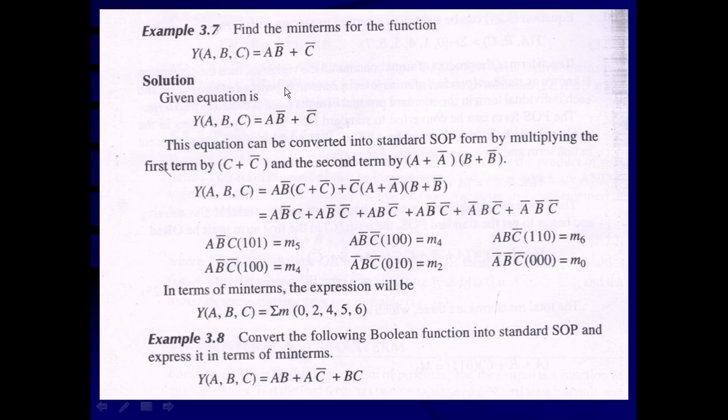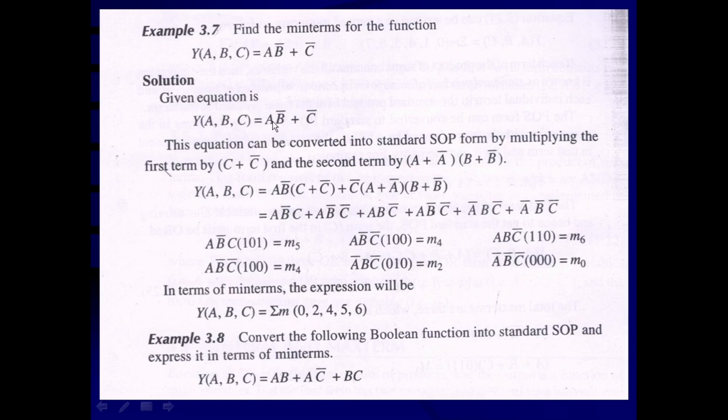Now some examples related to this one, so your understanding will be crystal clear. Find the min terms for the function Y, which is a function of ABC, that is equal to AB bar plus C bar. Solution: given the equation is Y as a function of ABC, that is equal to AB bar or C bar.